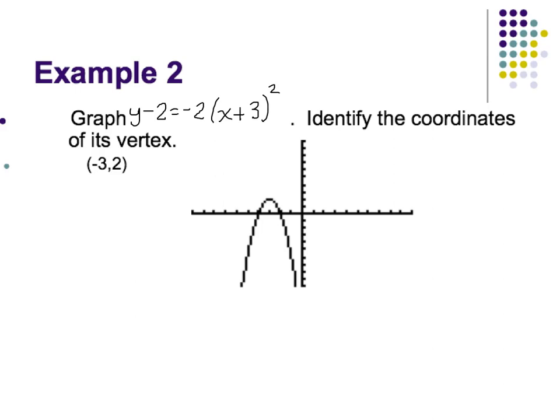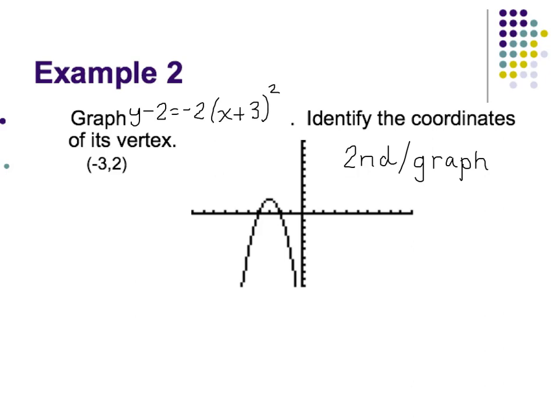So in example 2, we're asked to graph the equation y minus 2 equals negative 2 times the quantity x plus 3 quantity squared. We can certainly put this into our calculators to determine the coordinates of the vertex, but that's really not necessary. We did ask you to graph, so of course we'd want to graph. Now remember, you've got your table function on your calculator, which is second graph, which allows you to see points that are on this parabola.